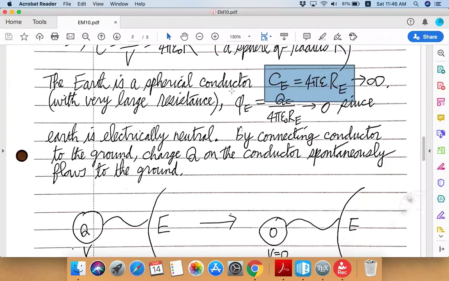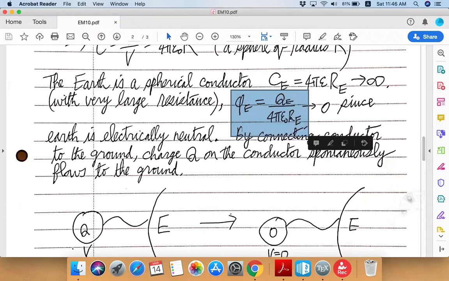What about the potential? Well, the potential of the Earth on the surface would be inversely proportional to the radius. And since the net charge of the Earth is zero, I mean, we know that Earth is overall a neutral object, and therefore the potential on the surface of the Earth is zero.